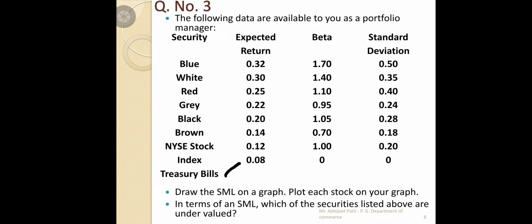Okay. Now what question do they ask? Draw the security market line on a graph and plot each stock on the graph. So they ask the question graphically. And also, in terms of the security market line, which securities are overvalued and undervalued? We solved that in question number 2. Here they ask the same question: which securities are overvalued and undervalued. So we will first calculate as per the given information.